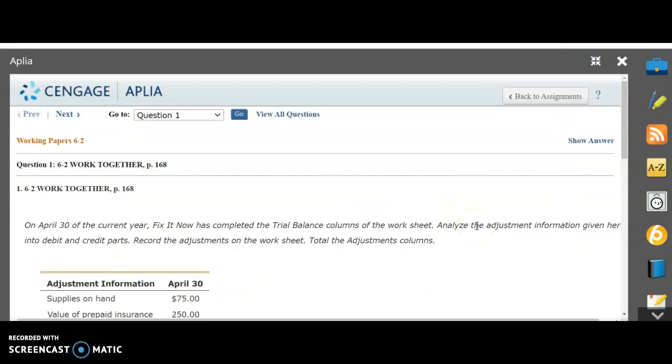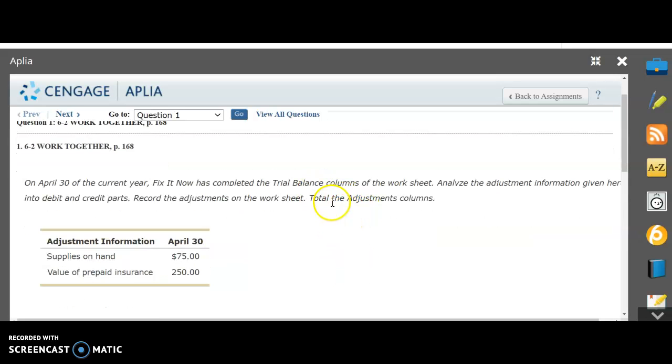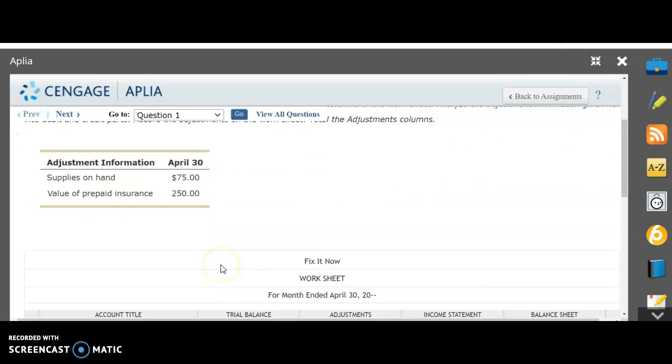So here's our 6-2 work together problem. And it says on April 30th of the current year, Fix It Now has completed the trial balance of the worksheet. We're going to analyze the adjustment information given into the debit and credit parts and record it on the worksheet. And then we're going to total them together. So we have 2 adjustments at the end of the month, for supplies and for prepaid insurance. What they are telling us is we did a physical inventory, or a count, of all the supplies that we have on hand. And it shows that we have $75 worth of supplies on hand right now.